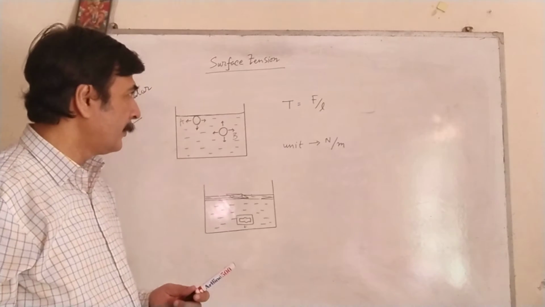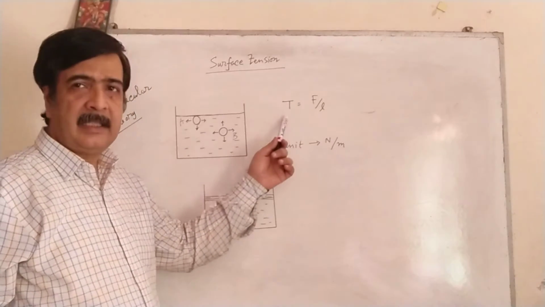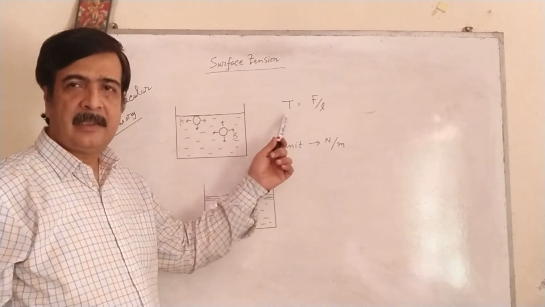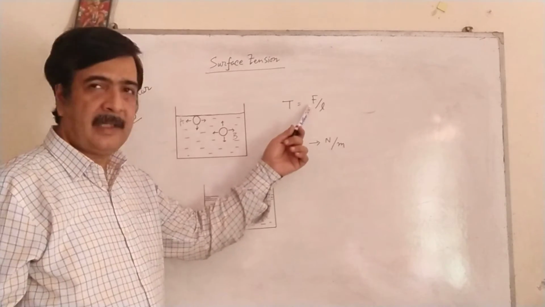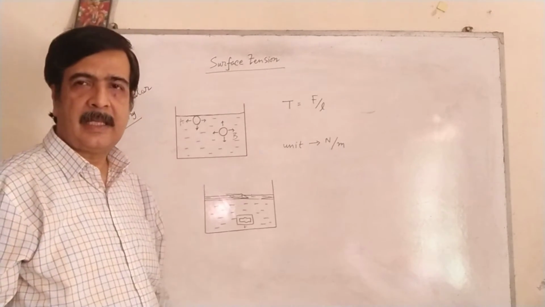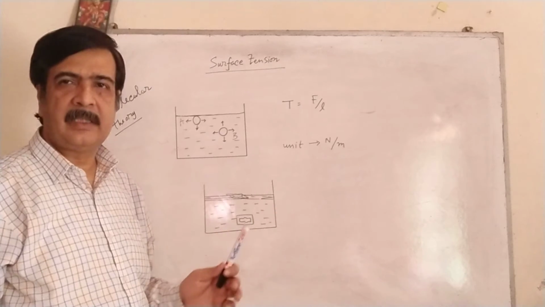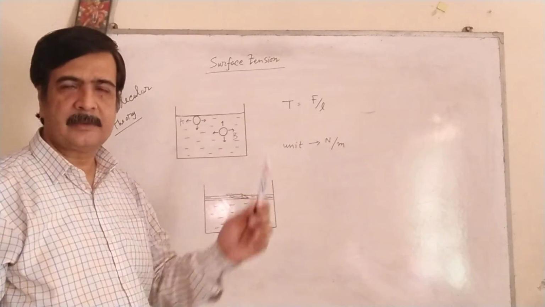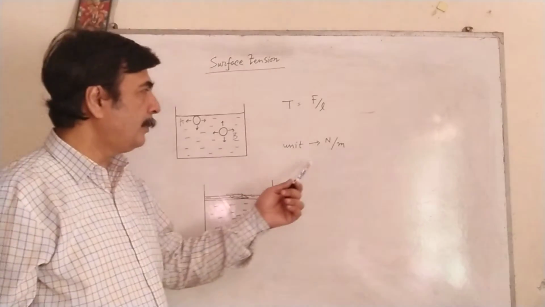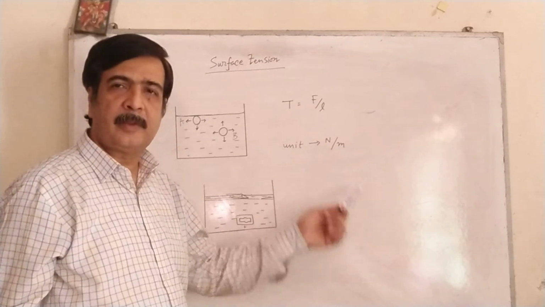Now, if I denote surface tension by T, then force per unit length, F by L, is the surface tension. It is measured along the length. So what will be the unit? The unit will be Newton per meter.